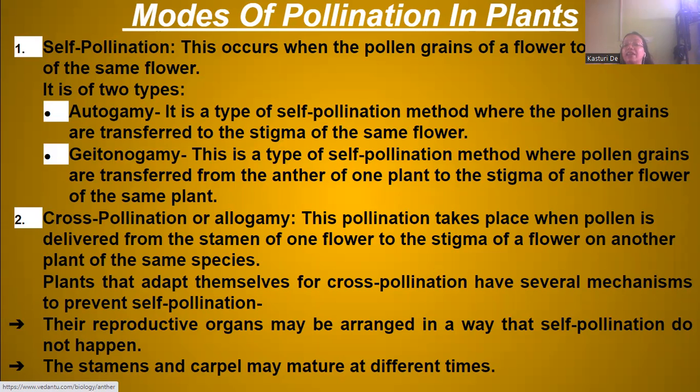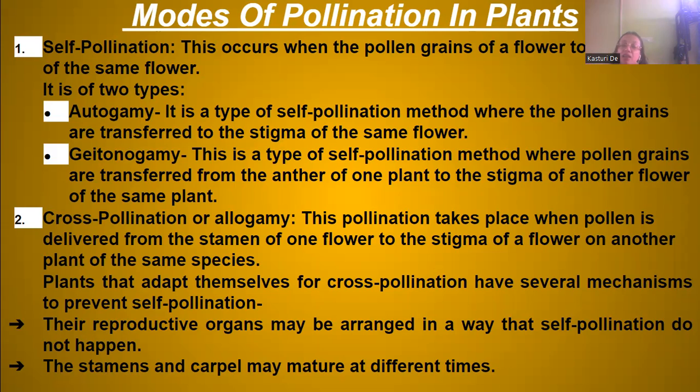But the plants that adapt themselves for cross-pollination have several mechanisms. When pollen is transferred within the same flower or the same plant, it's very easy. The anthers just drop pollen onto the stigma of the same flower. But when it is from one plant to another, that is cross-pollination, the plant has to adapt for it. Several mechanisms are there to prevent self-pollination. Then only cross-pollination will occur.